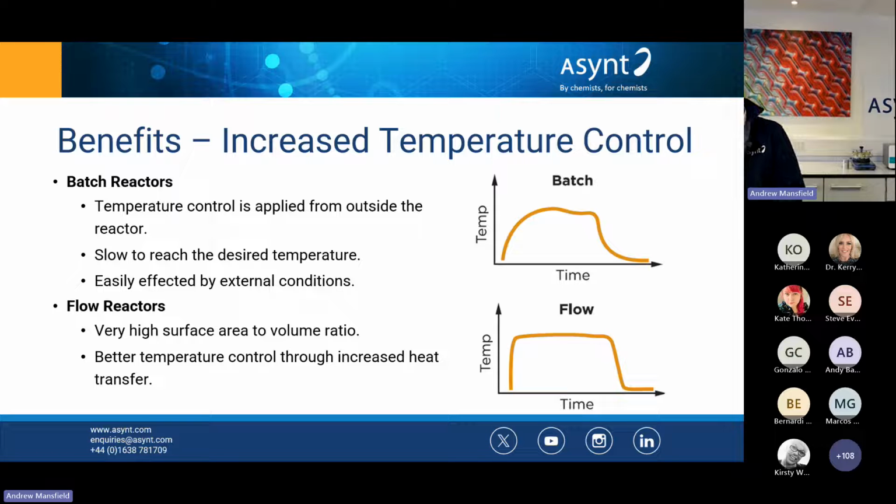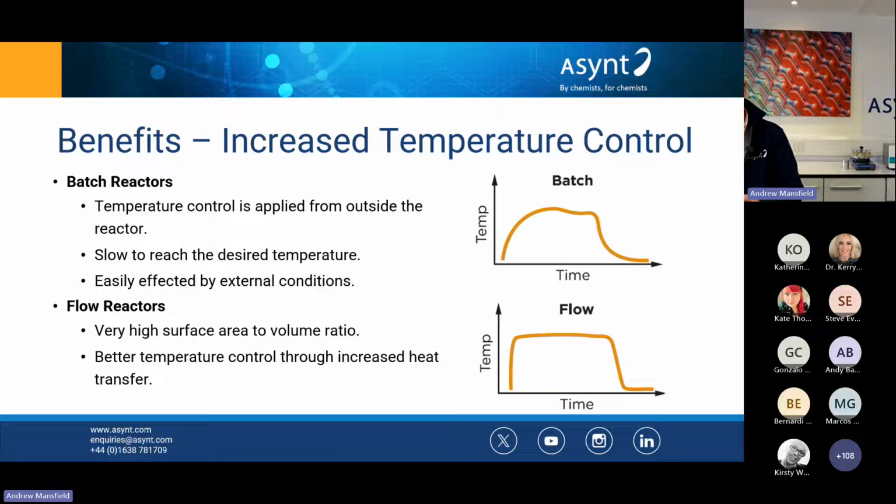If we think about a flow reactor, as I said, that's typically a length of tubing that can be constructed in any material, perfluoroelastomer, stainless steel, Hastelloy or whatever, or a glass plate with a channel etched in. There's a really high surface area to volume ratio. That means we've got a very high surface area along our reactor compared with a batch reactor.